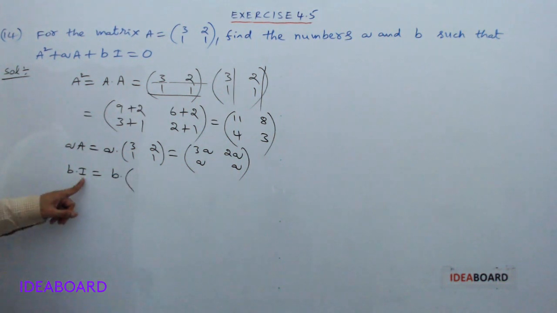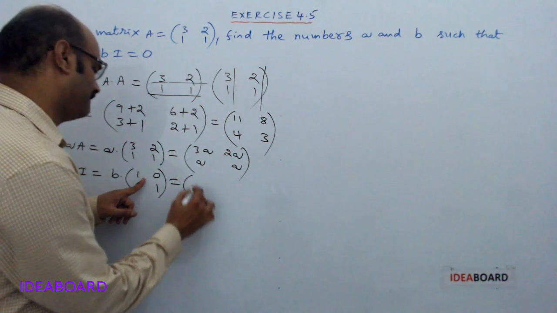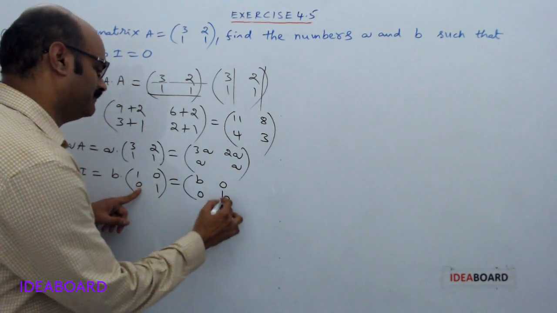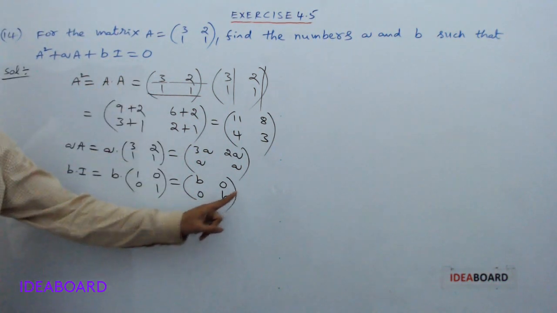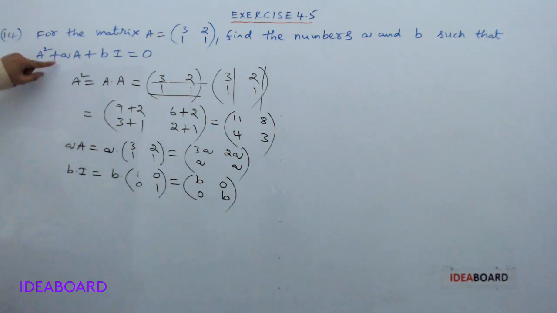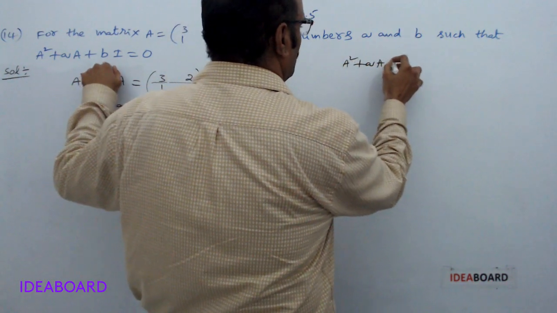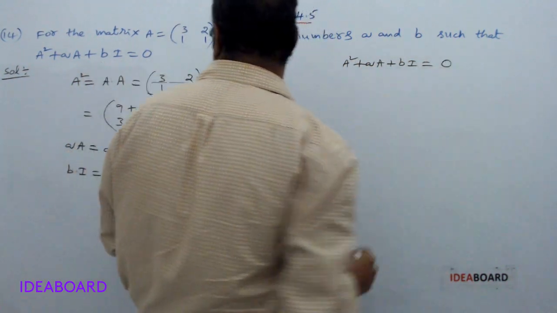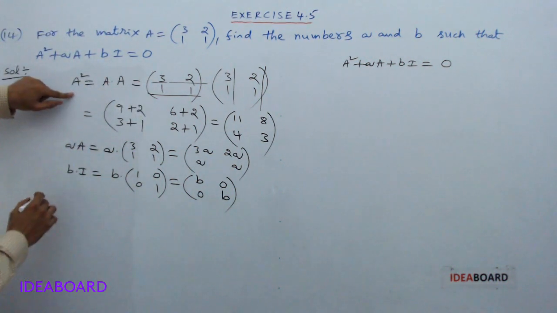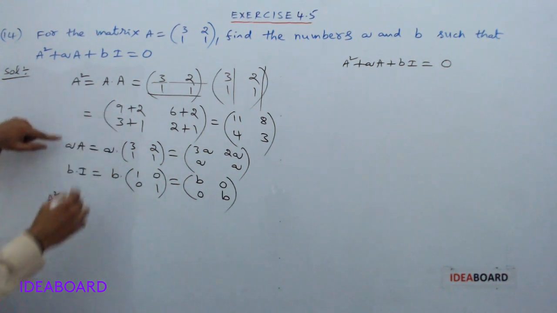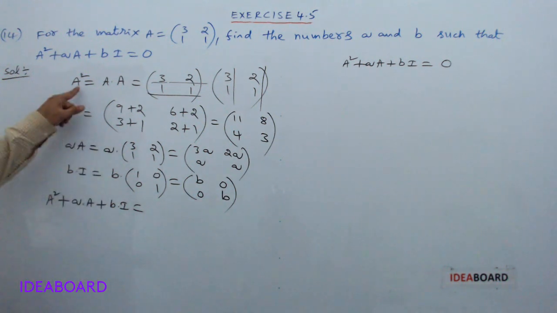B into I, where I means the identity matrix 1 0 0 1, equal to B 0 0 B. The equation equals the null matrix. Then it implies we take A square plus A into A plus B into I equal to null matrix. First let us find A square plus A into A plus B into I.